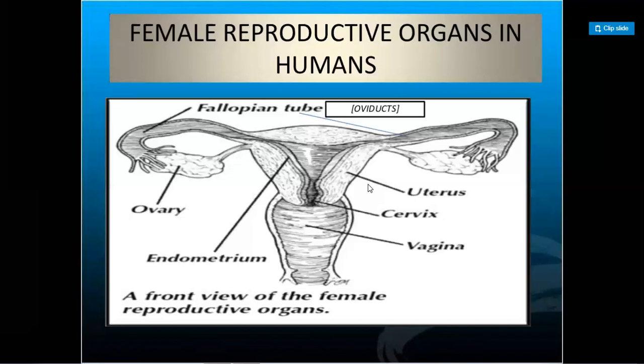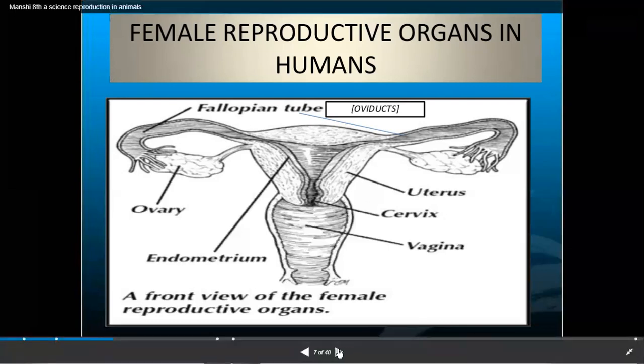Next is the vagina. The uterus opens into a wide muscular tube called the vagina, which opens to the outside of the body. In females, the vaginal opening and urinary opening are separate, unlike males. The female reproductive system also has some accessory glands, like mammary glands for nourishment of infants and Bartholin glands for secretion of lubricant. Right? So this is all about the female reproductive system.